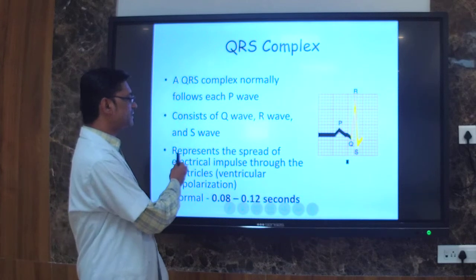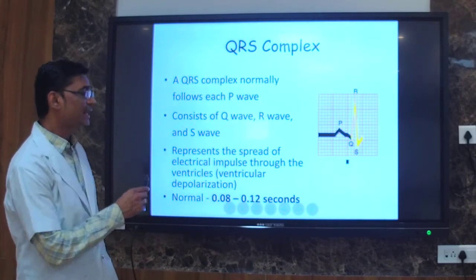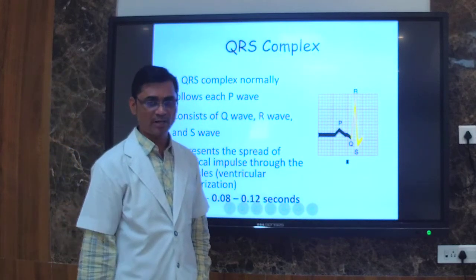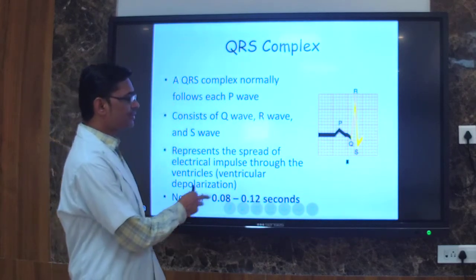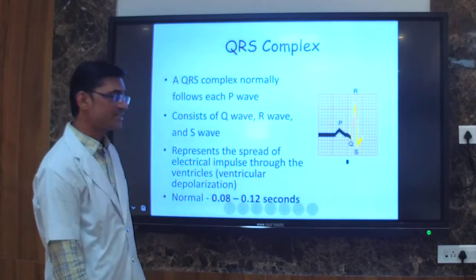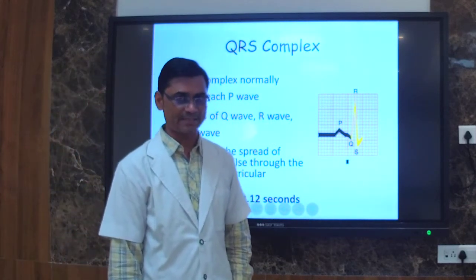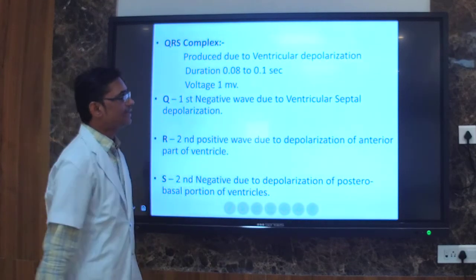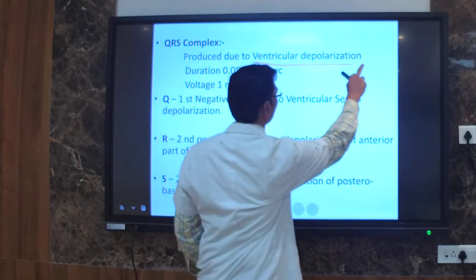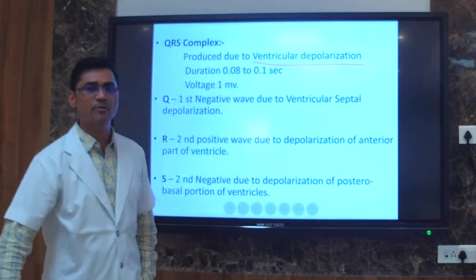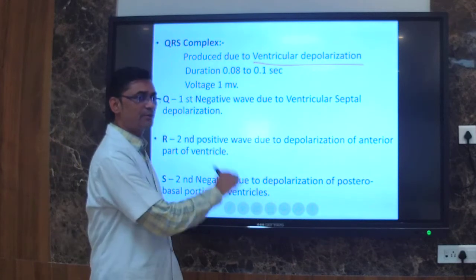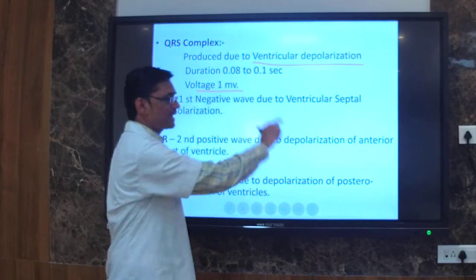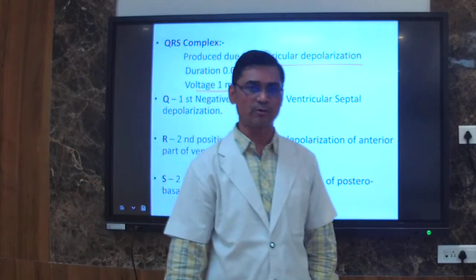This QRS complex represents the spread of electrical impulse through the ventricles, that is called the ventricular depolarization event. The normal duration of this QRS complex is 0.08 to 0.12 seconds. The QRS complex is produced by ventricular depolarization. Always remember, this is the event producing the QRS complex, having a normal duration of 0.08 to 0.12 seconds, with a maximum voltage of 1 to 1.5 millivolt.